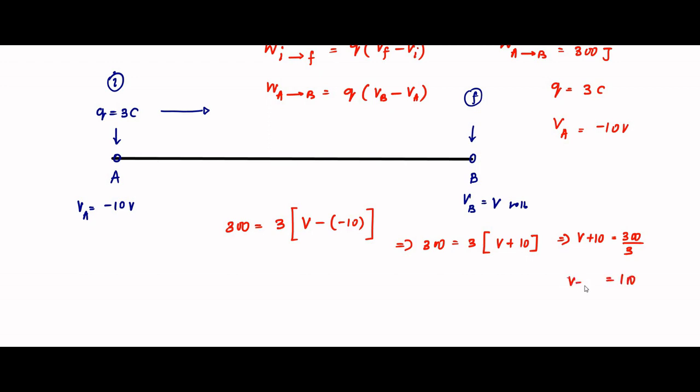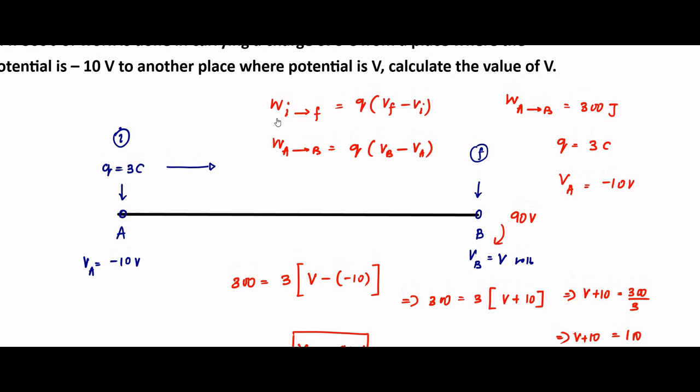V plus 10 is equal to 100. That implies V is equal to 100 minus 10, which is equal to 90 volt. So the potential at point B, VB, is equal to V, which is equal to 90 volts. This is the potential which was asked. Okay, simple application of this formula, the work done in moving a charge from an initial point to a final point. This formula, always remember.